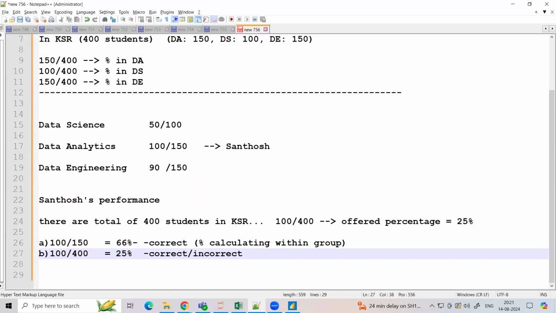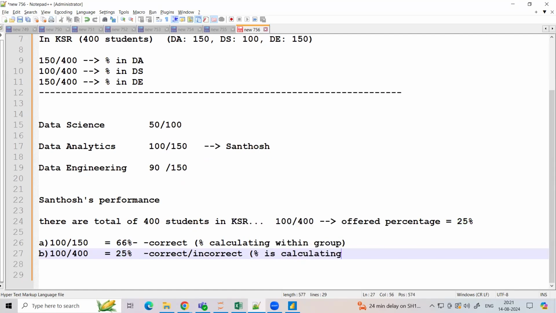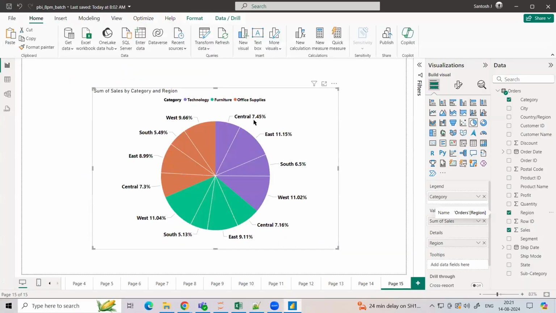because the percentage is calculated for overall. So if you're calculating overall, this is also correct. I'm not denying it. We can clearly say this 7% from Central technology, when compared to all the regions among all the products, is a percentage. That is absolutely correct. But what I want is within this technology, how much Central is making, within this technology how much East is making, within this technology how much South is making. So totally, this should be 100%. This should be 100%. This should be 100%.